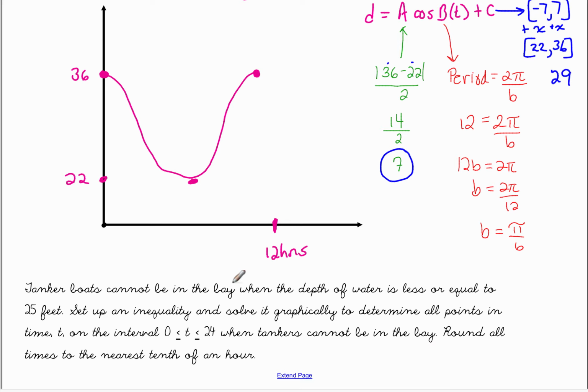So tankers cannot be in the bay when the depth of the water is less than or equal to 25 feet. Set up an inequality and solve it graphically to determine all the points in the time interval from 0 to 24 where tankers cannot be in the bay. Round all answers to the nearest tenth of an hour. Whoa, what are they asking there? All right, so I'm going to clean this up over here because I need some more room to write.